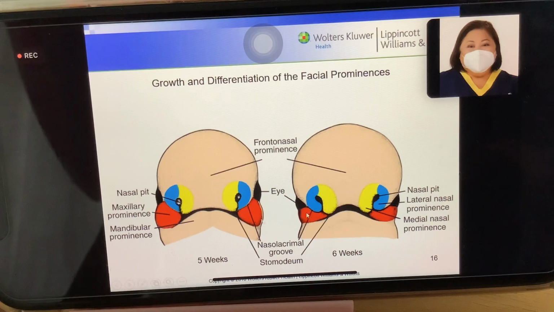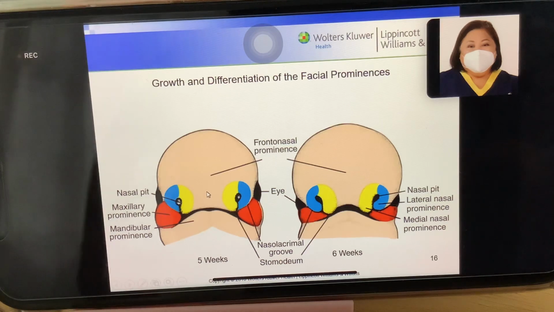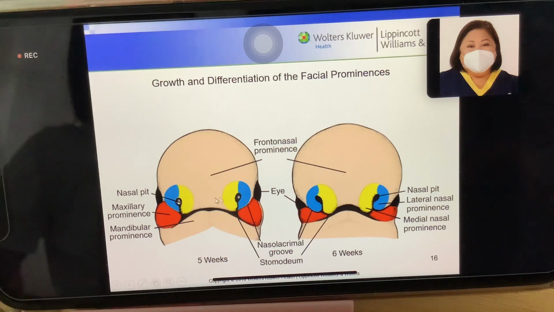So the endoderm in the center of the nasal placodes proliferates and invaginates to form the nasal pit or the primitive nares. That is the primitive nose, no? This invagination together with proliferation of the surrounding mesenchyme forms the nasal processes, medial and lateral on each side of the nasal pits.